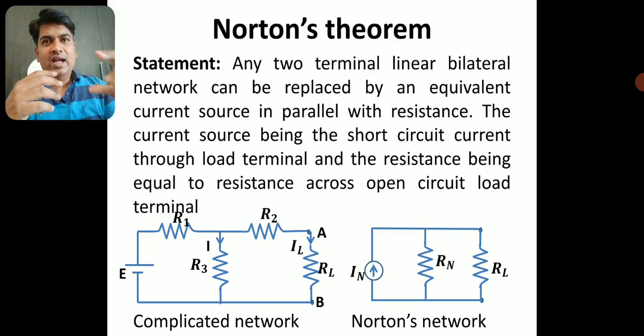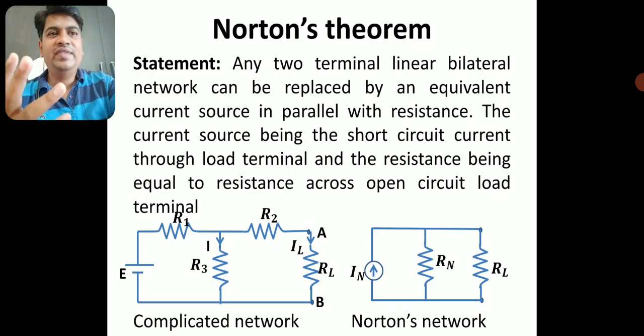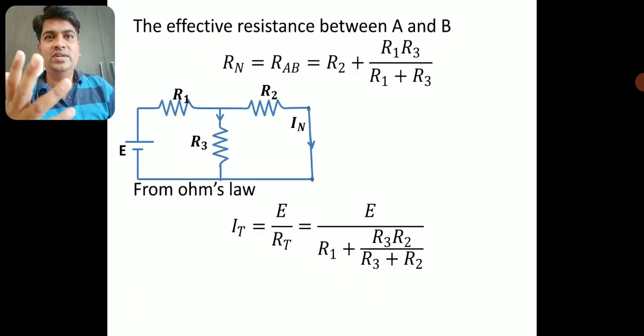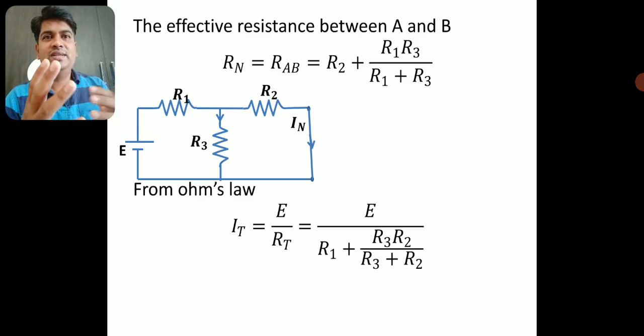Right, for me, at the points A and B, R1 and R3 look parallel, and R2 will be in series. Now if I apply this formula, I get the effective resistance as R2 plus R1R3 by R1 plus R3, because R1, R3 are in parallel. The effective resistance of those would be R1R3 by R1 plus R3, and R2 is in series, so it is simply plus R2. So I got the value of the Norton's resistance, the resistance which has to be connected in parallel with the current source in the simple network.